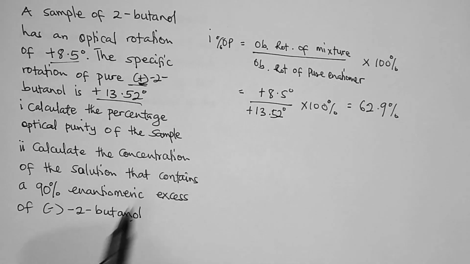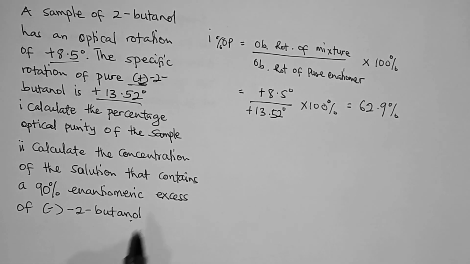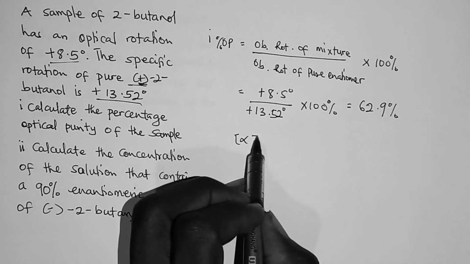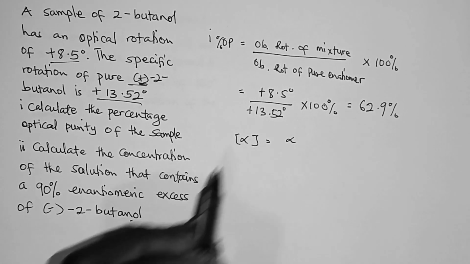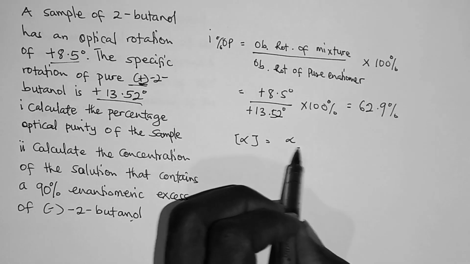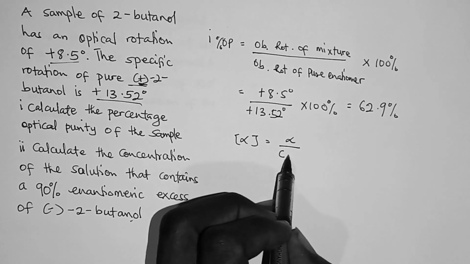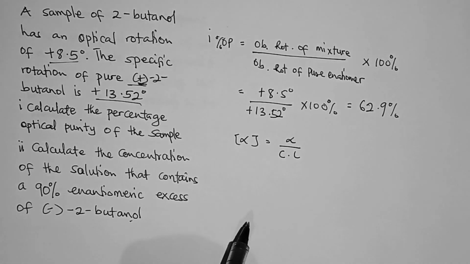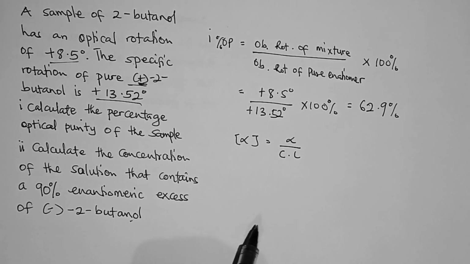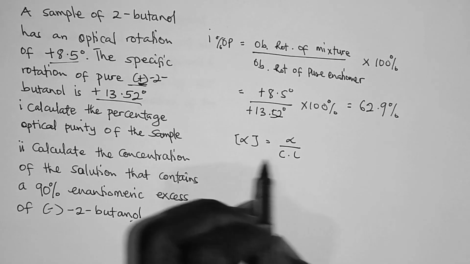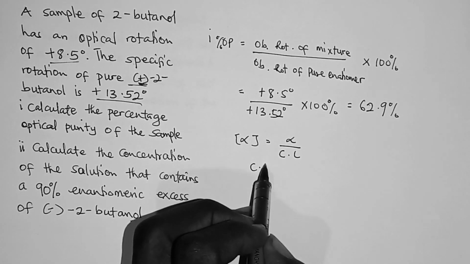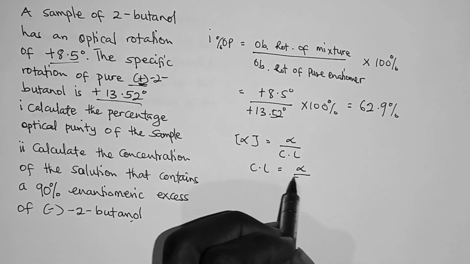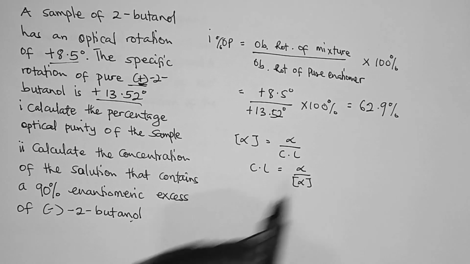So let's write the formula for calculating the specific rotation of a sample. Specific rotation is equal to the observed angle of rotation divided by the concentration times the path length. Let's make the concentration and path length the subject. So concentration times the path length is equal to the angle of rotation divided by specific rotation.